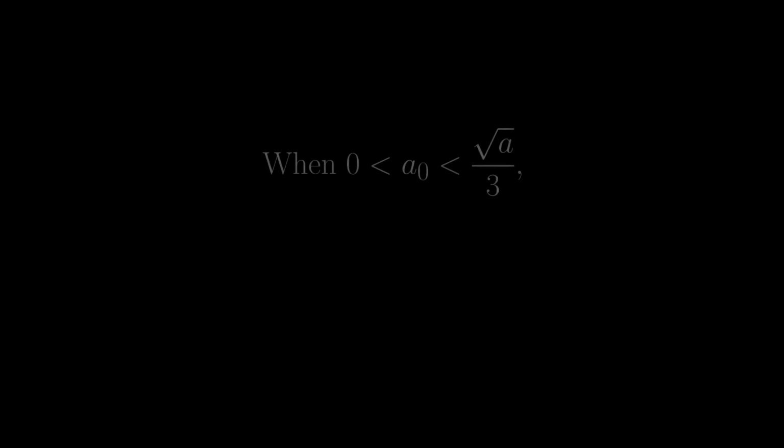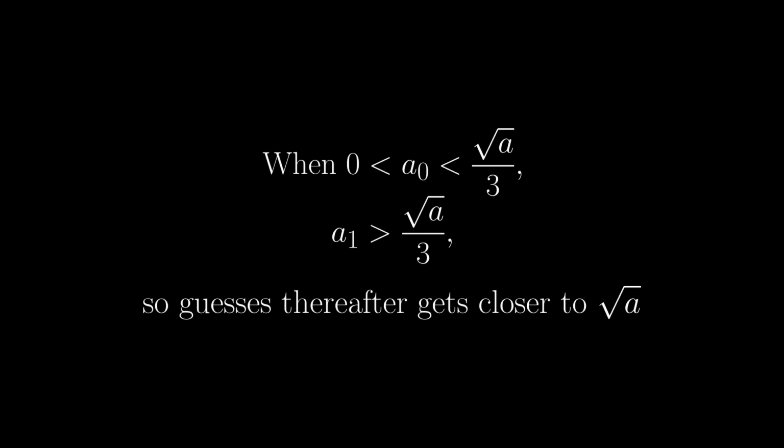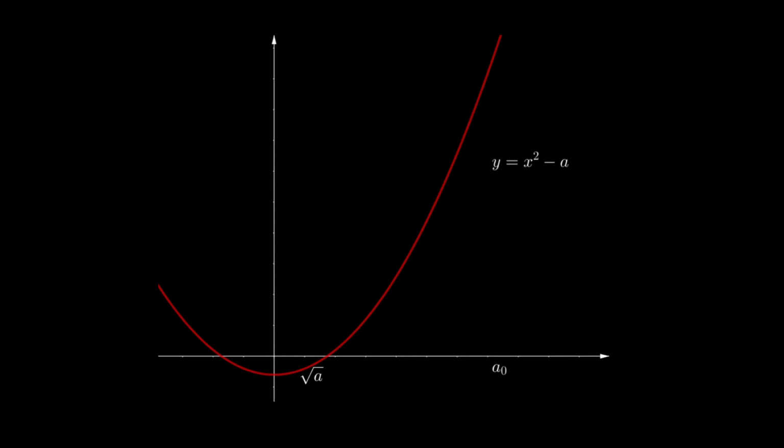Whenever a0 is between 0 and square root of a divided by 3, then a1 would be greater than this threshold, and so the iterations thereafter would get closer and closer to square root of a. If you don't understand all these, there is a way to visualize what is happening.